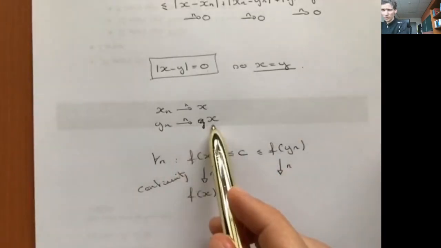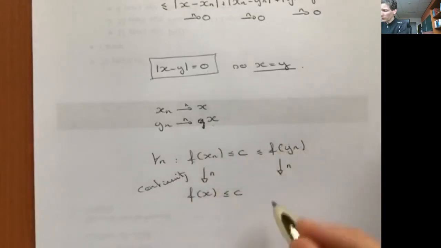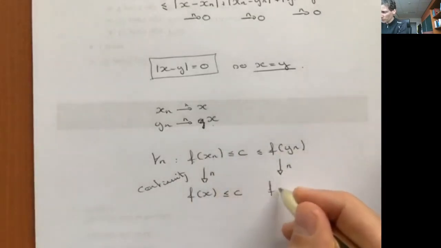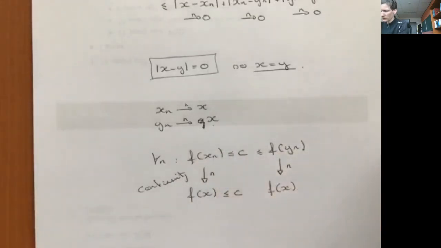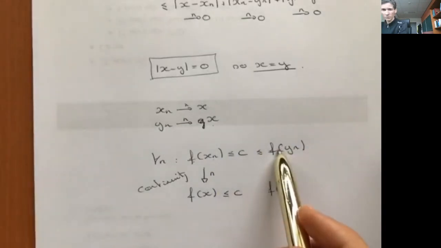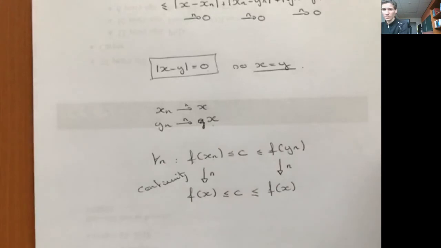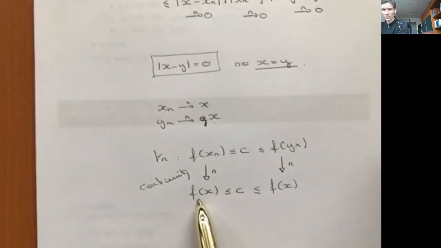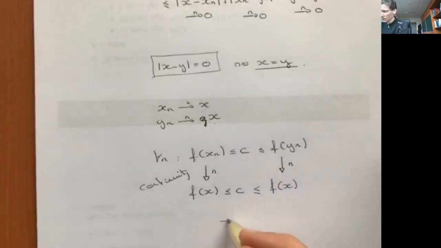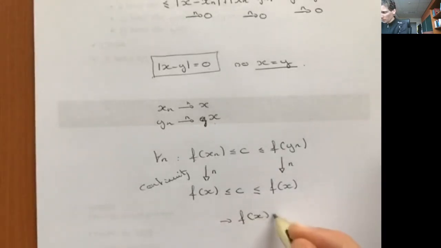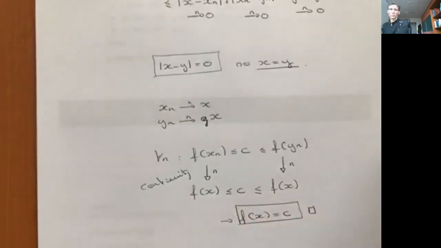yn converges also to x, so f of yn by continuity of f converges to f of x. Because every term in the sequence is greater or equal to c, in the limit it also has to be greater or equal to c. So we see that f of x is lower or equal to c, and c is lower or equal to f of x. So f of x is equal to c, which is what we needed to demonstrate.